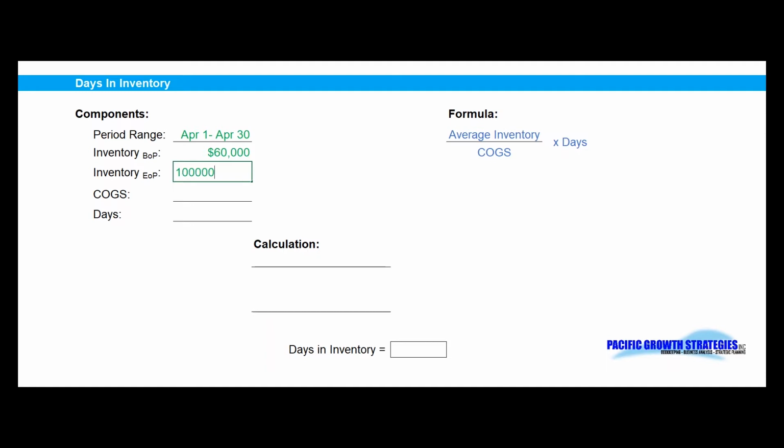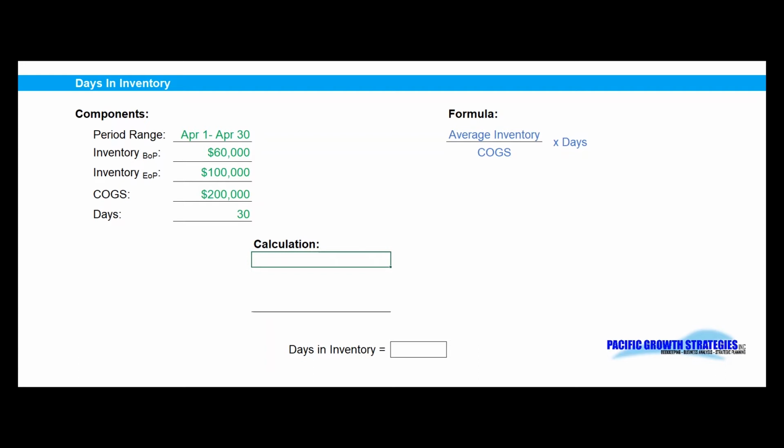Now the cost of goods sold we'll find on the income statement or profit and loss dated April 1st through April 30th, and in this case that's $200,000. Finally, we need the days in the period, which are 30 days in the month of April. So we've got our formula and we've got our components, so let's take a look at the calculation.